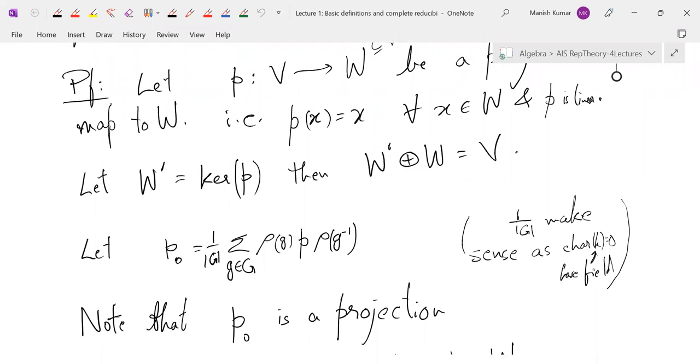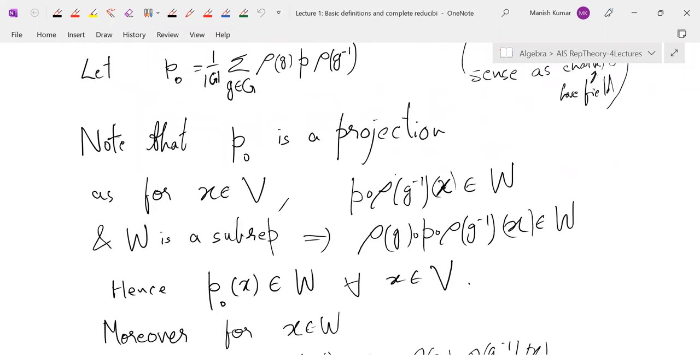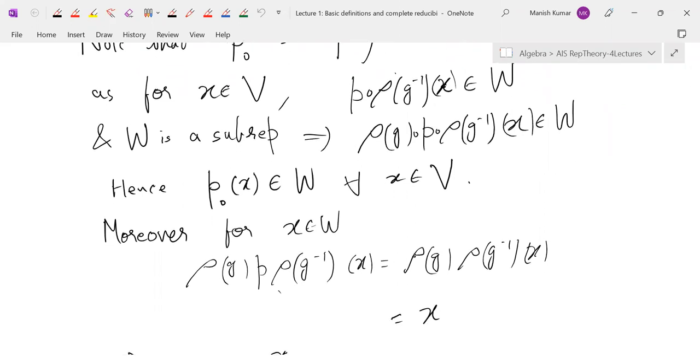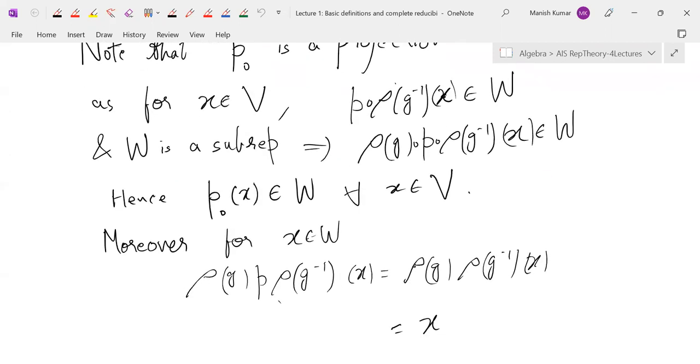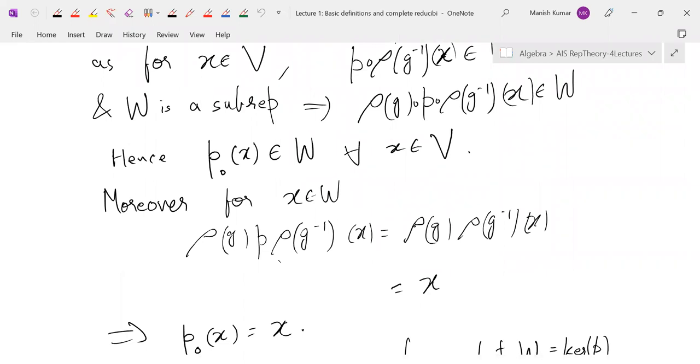Now we have to check the other fact that P0 x equals x for x in W. So you take something in W and apply this composition. It becomes rho g inverse of x, but this rho g inverse of x lies in W, since W is a subrepresentation, and P is identity on W. So it will again be rho g inverse x. Then applying rho g, rho g of rho g inverse x is just x. So you get that this is x. Is this clear, guys?